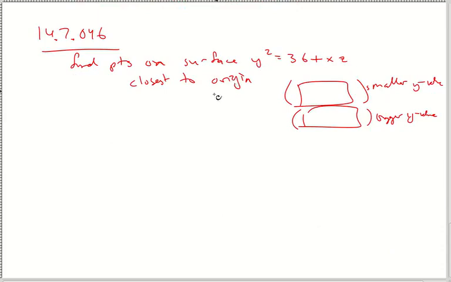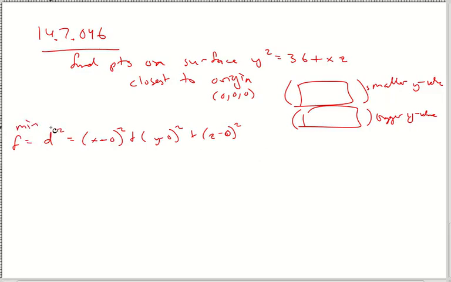Okay, origin is 0, 0, 0. And so if I were to find d or d squared, it's just x minus 0 squared, plus y minus 0 squared, plus z minus 0 squared. Obviously, you don't have to write all those zeros. I wanted to show you how I was going about it. That's my f, and I'm trying to minimize, closest. Okay. Is there anything else I can do? Yeah, I think I can solve.